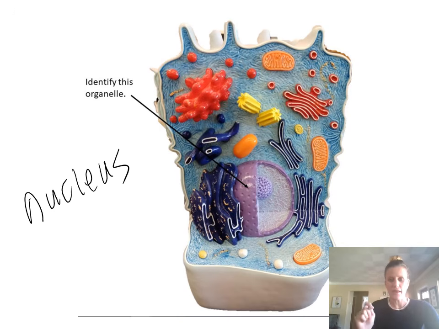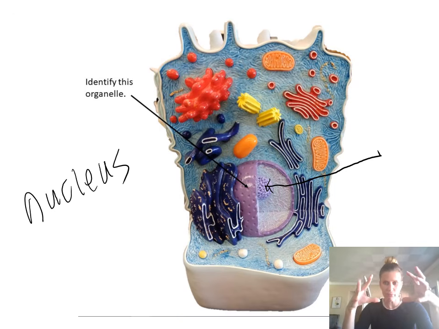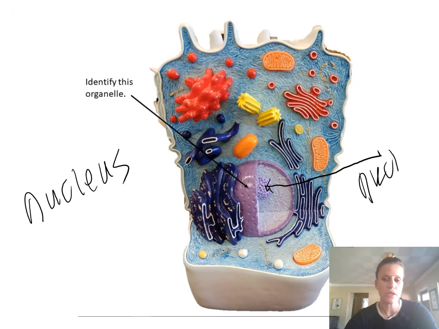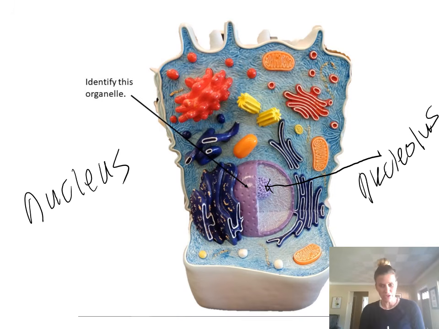And then the other one that I want you to know is this specific structure inside the nucleus. So the nucleus is the big whole structure, and that's where your DNA is. This smaller structure within the nucleus is the nucleolus. Those terms are very similar, so don't mix them up. The nucleus is the whole thing. The nucleolus is the little one in the center.